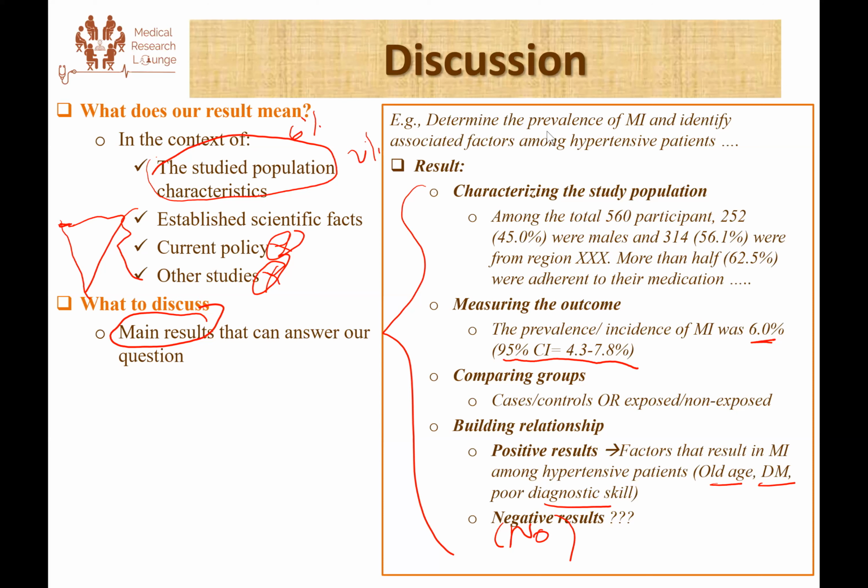Anyone? We have four groups of results. The first one is that we have characterized our study population, and then we have presented the magnitude of the problem. We wrote that the prevalence of MI is 6%. We compare between groups. Let's say it was a case control study, and we found that the cases and the controls are fairly comparable. There's no significant difference, so we're good to go for further analysis. On the regression analysis, we found that old age, being diabetic, and poor diagnostic skill of the clinician are associated with high risk of MI. For the rest of the variables, like gender or other factors, we did not get any significant relationship. So which results do you want to discuss?